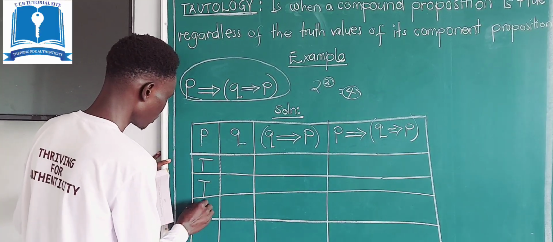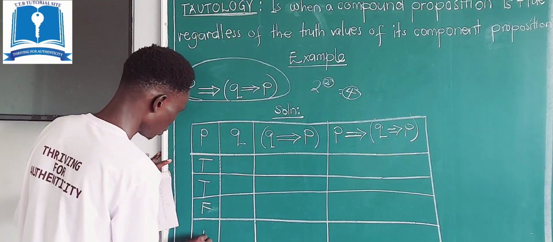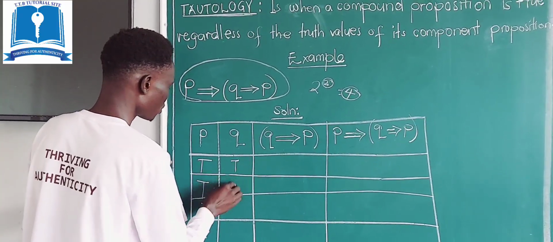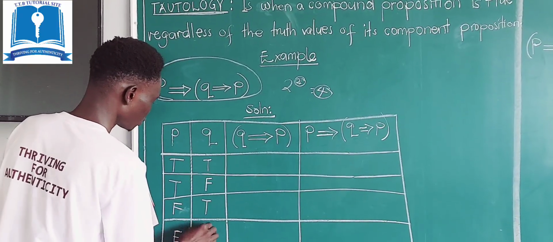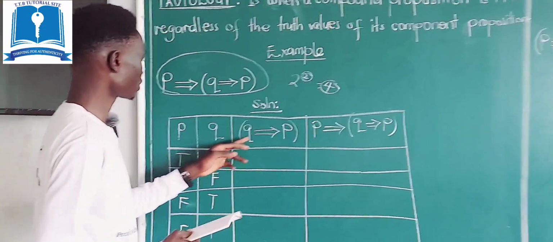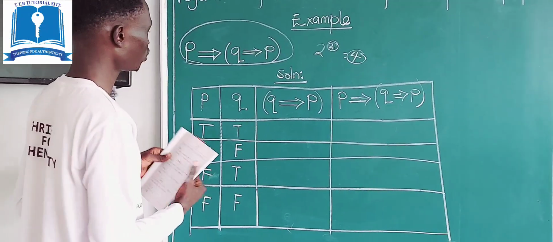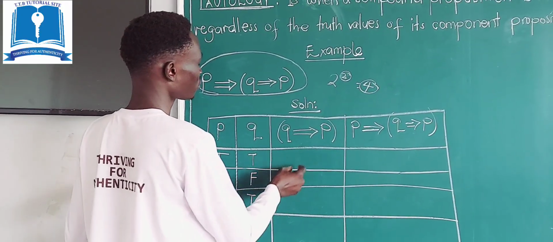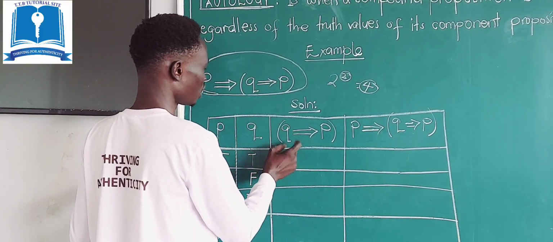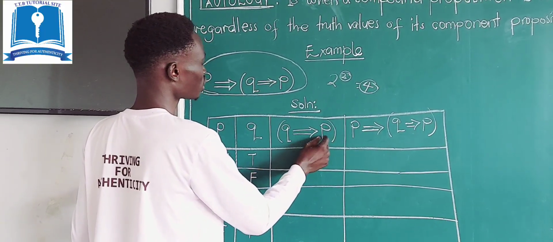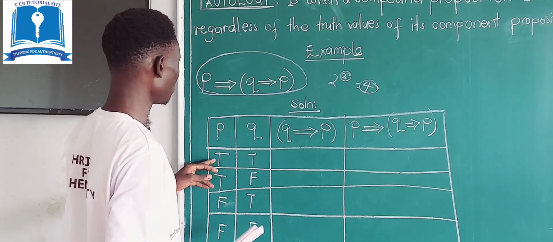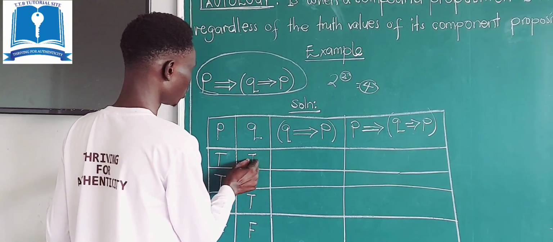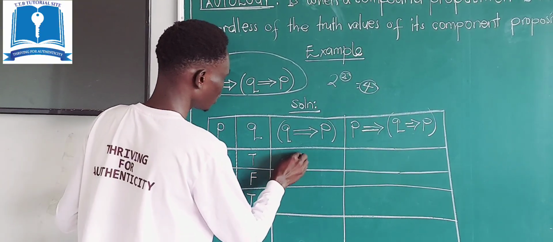As I said before, the first two rows of P will take true, then the next will take false, then also false. Then Q will be true, false, true, false. Now let us solve this. We all know that this one is an implication. For implication, it is false if and only if P is true and Q is false. So this one will be true.